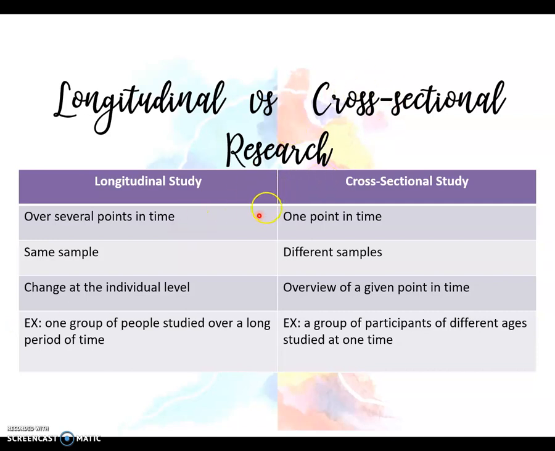Cross-sectional. It's at one point in time, a different sample or a different group of people, over one given point of time. So for example, a group of participants of different ages studied at one time. So if we want to look at the research that talks about Common Core and we want to do a longitudinal study, we're going to follow you guys when you were in kindergarten until you graduate. And at 3rd grade, 12th grade, 8th grade, and 4th grade, we collect some data. Same group of people, long time.